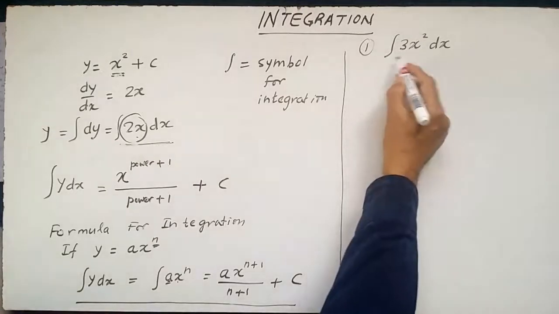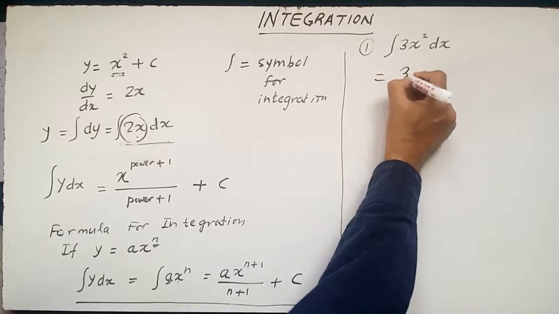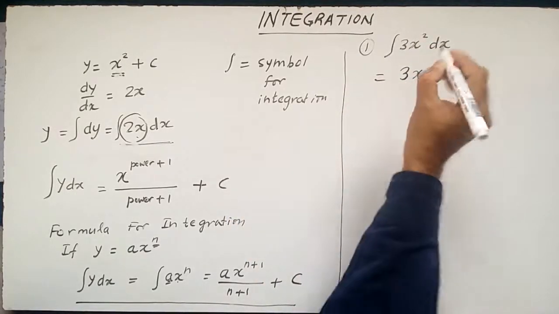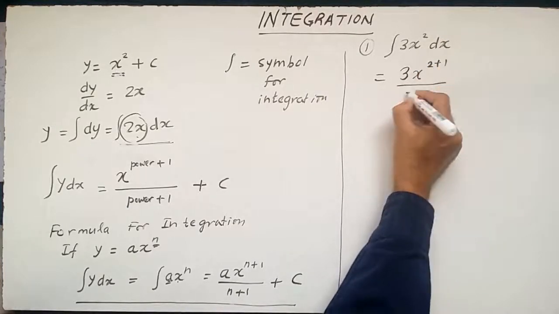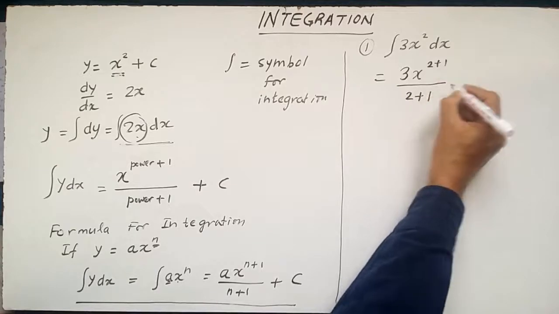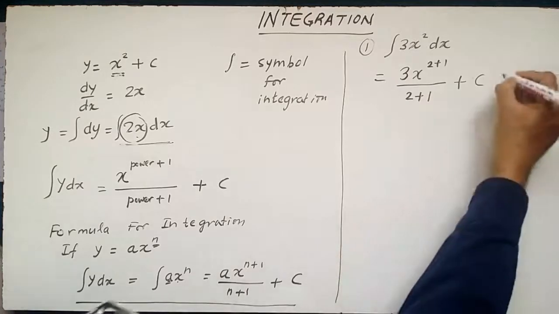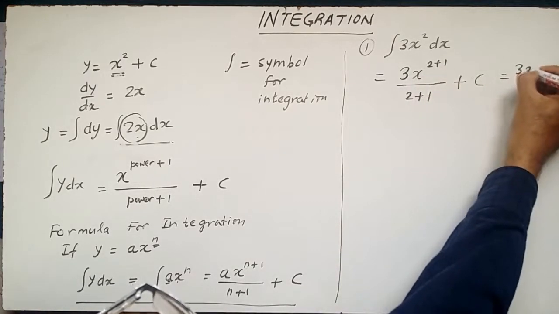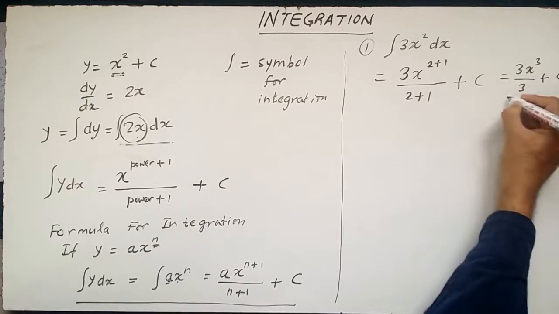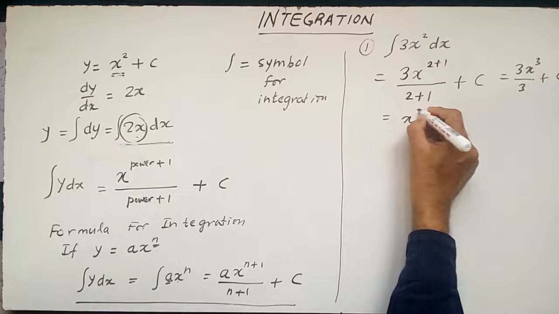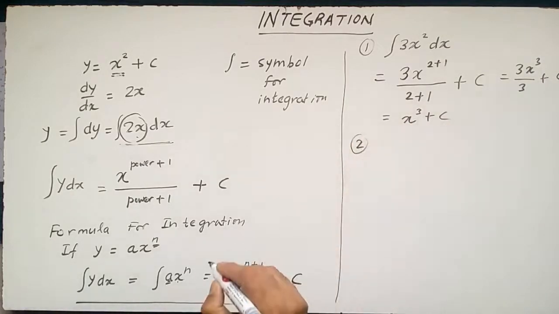So let's take integration of 3x squared dx. So here 3 will remain as it is. We have to increase 2 by 1. So we are increasing 2 by 1 and we again divide by n plus 1, that is 2 plus 1. And then we add the constant of integration, that is c. So this is basically 3x cubed upon 3 plus c, which is equal to x cubed plus c.